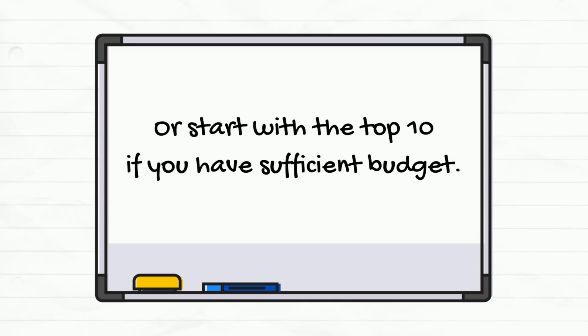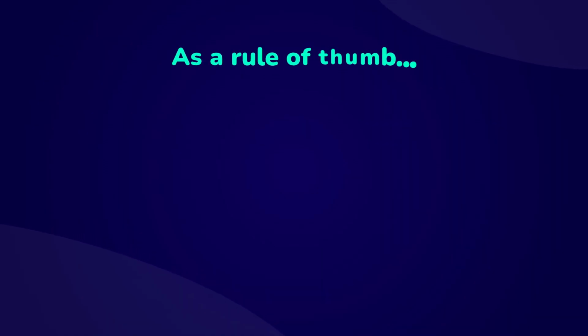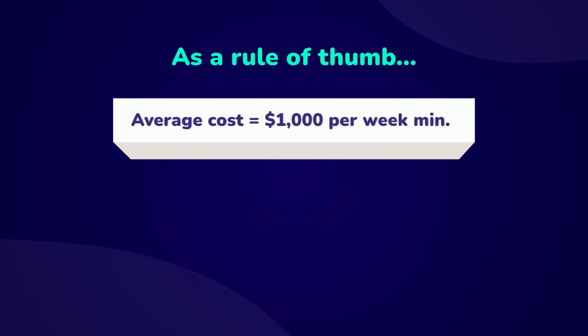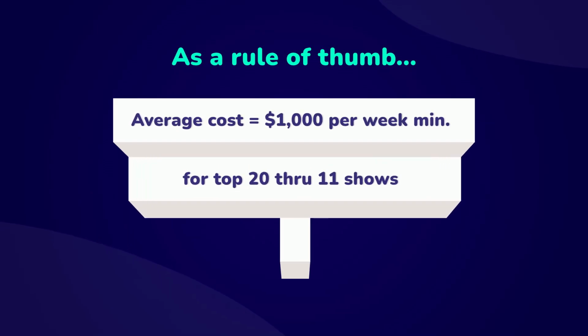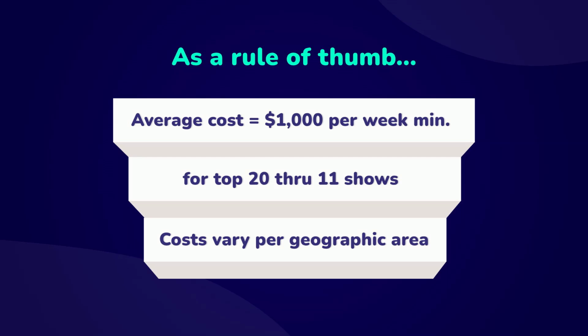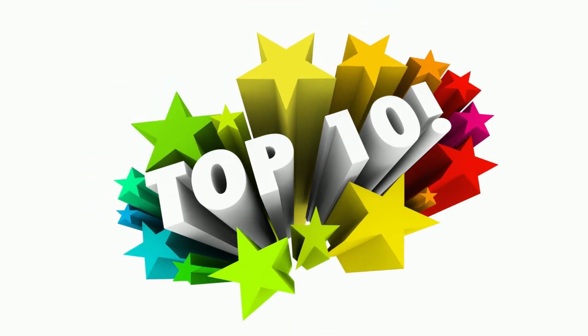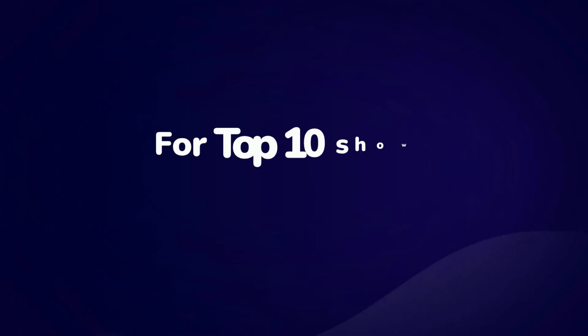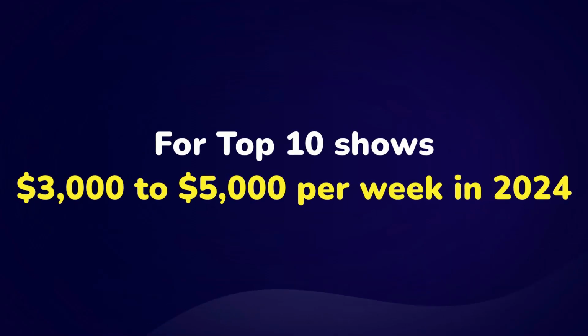As a rule of thumb, the average cost is around $1,000 a week minimum for the top 20 through number 11, although that cost can certainly vary. Staying in the top 10 would run between $3,000 and $5,000 per week in 2024. No doubt it's more expensive if you're hearing this beyond 2024.